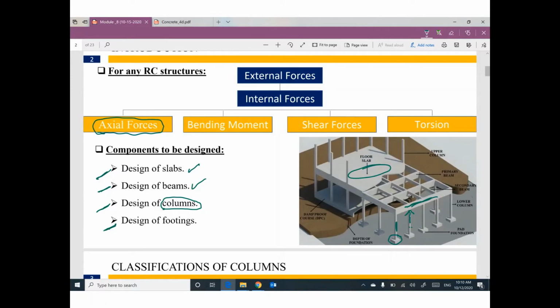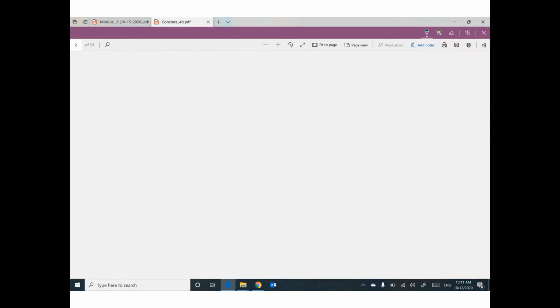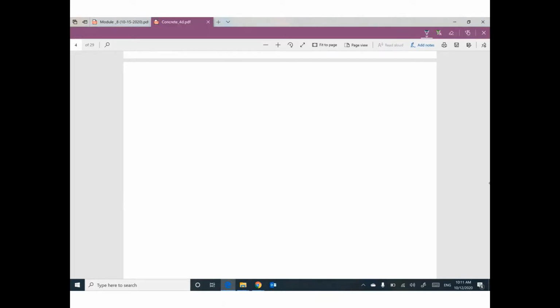Okay, so our topic today is talking about columns. By the way, we have two main types of column. The first type is called short column. The other type is called long column.